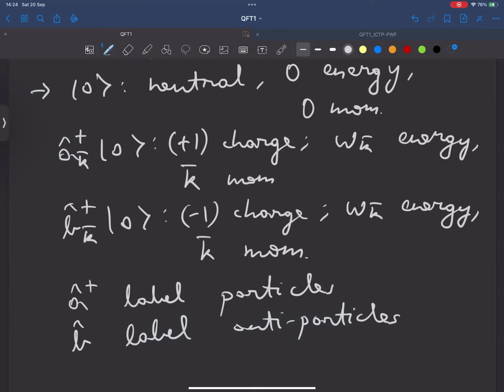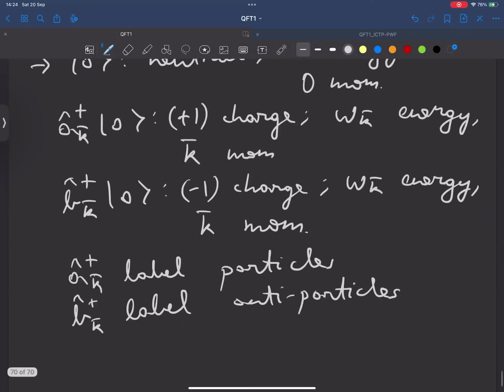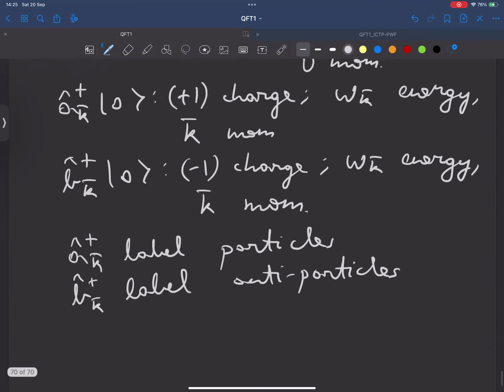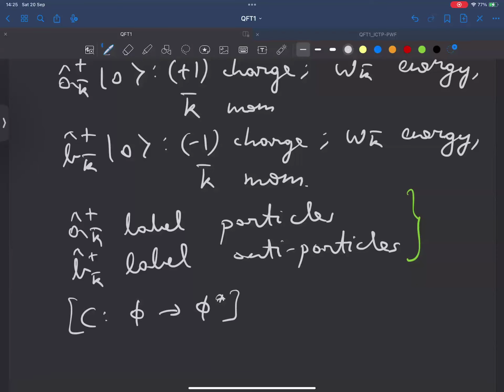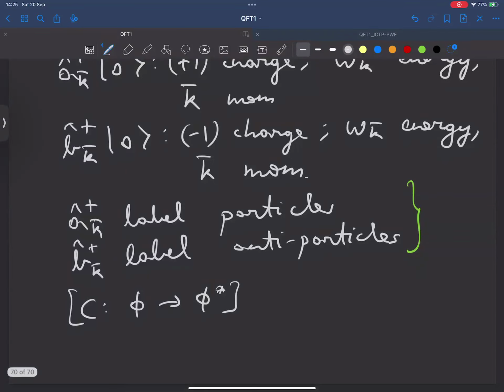I should actually say A dagger and B dagger with the level K. So this is what will be the definition of particles and antiparticles. And in a few moments, we will see that, recall we had this charge conjugation, phi to phi star, and we said that it maps particles to antiparticles and vice versa, and that we will see is consistent with this definition.